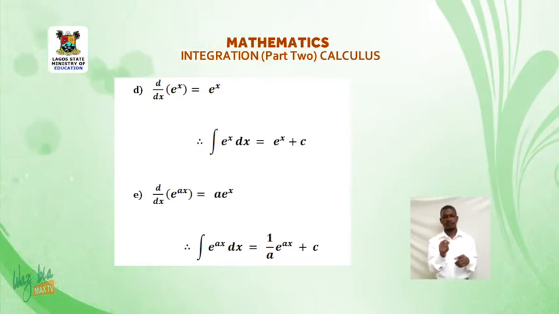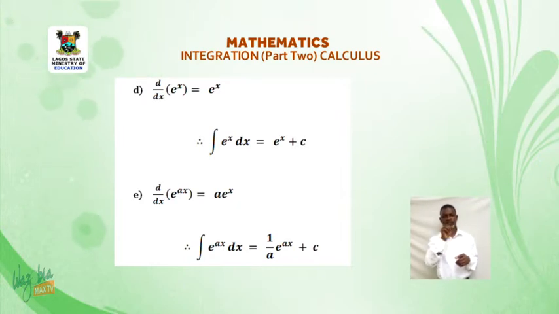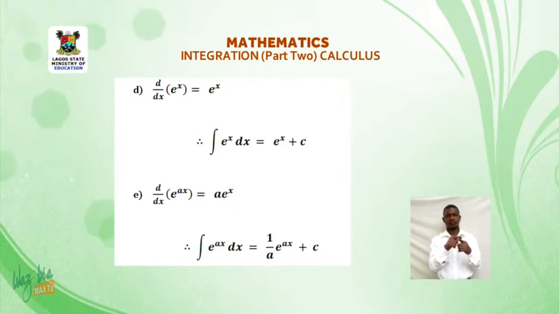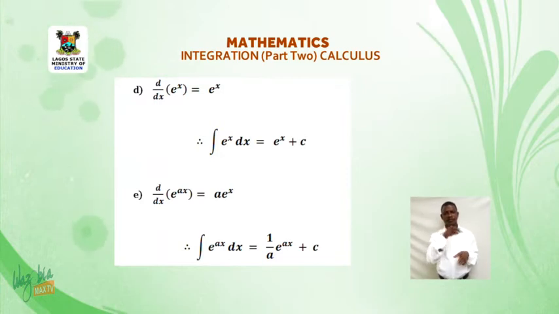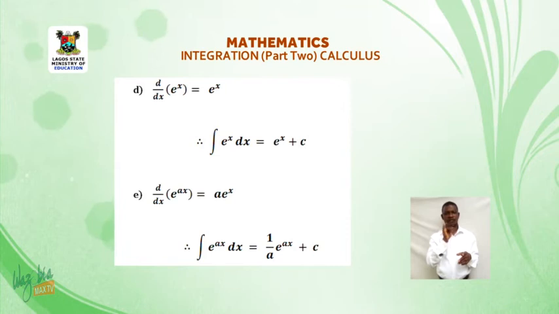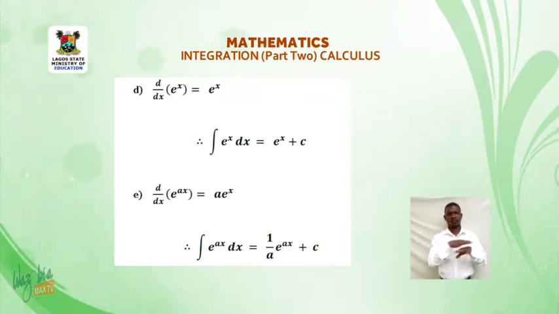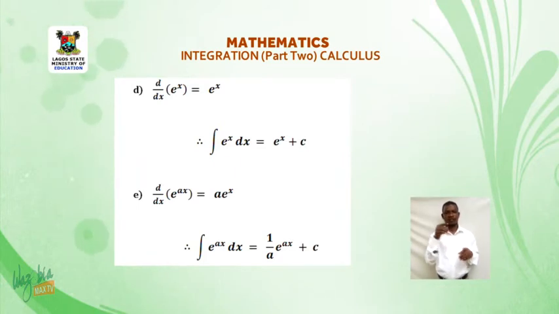E. The derivative of exponential ax is equal to a exponential ax. Therefore, the integral of exponential ax dx is equal to 1 over a exponential ax plus c.